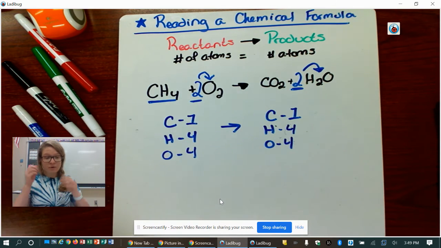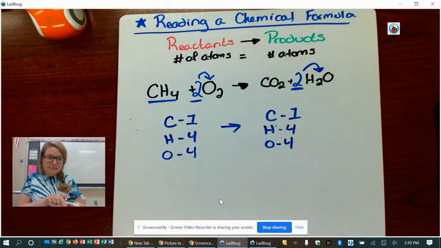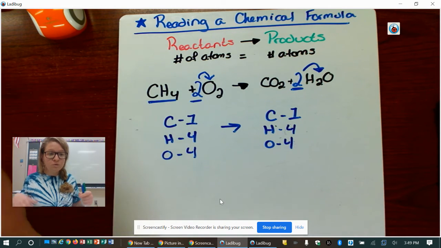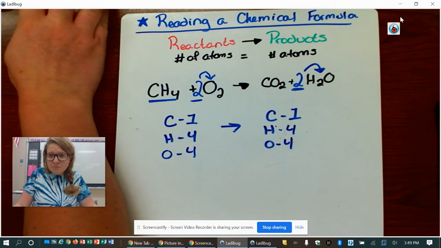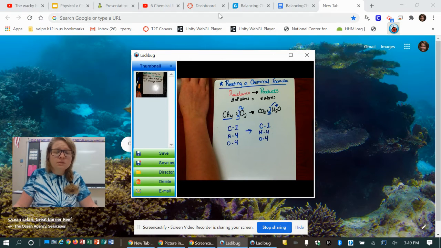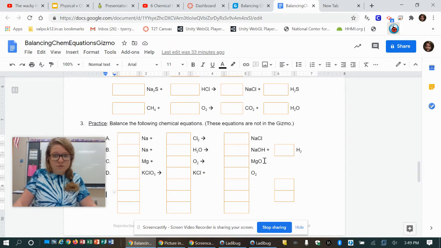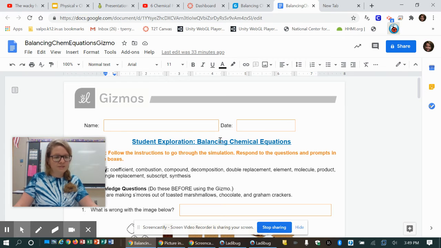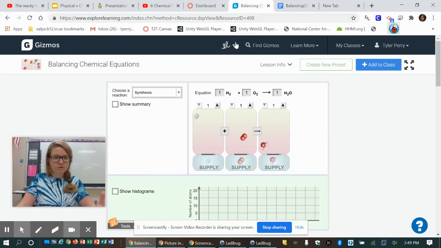All right, guys, you guys are going to practice this today using a gizmo. If you're still lost, the beauty of having a Screencastify is you can always watch it again. But let's see what's expected of you. So your assignment today is this Google Doc that has to do with balancing chemical equations. Make sure you go up to File, make a copy, so that way you have your own copy. And you're just basically going to go to explorelearning.com and you're going to launch the Balancing Chemical Equations gizmo.